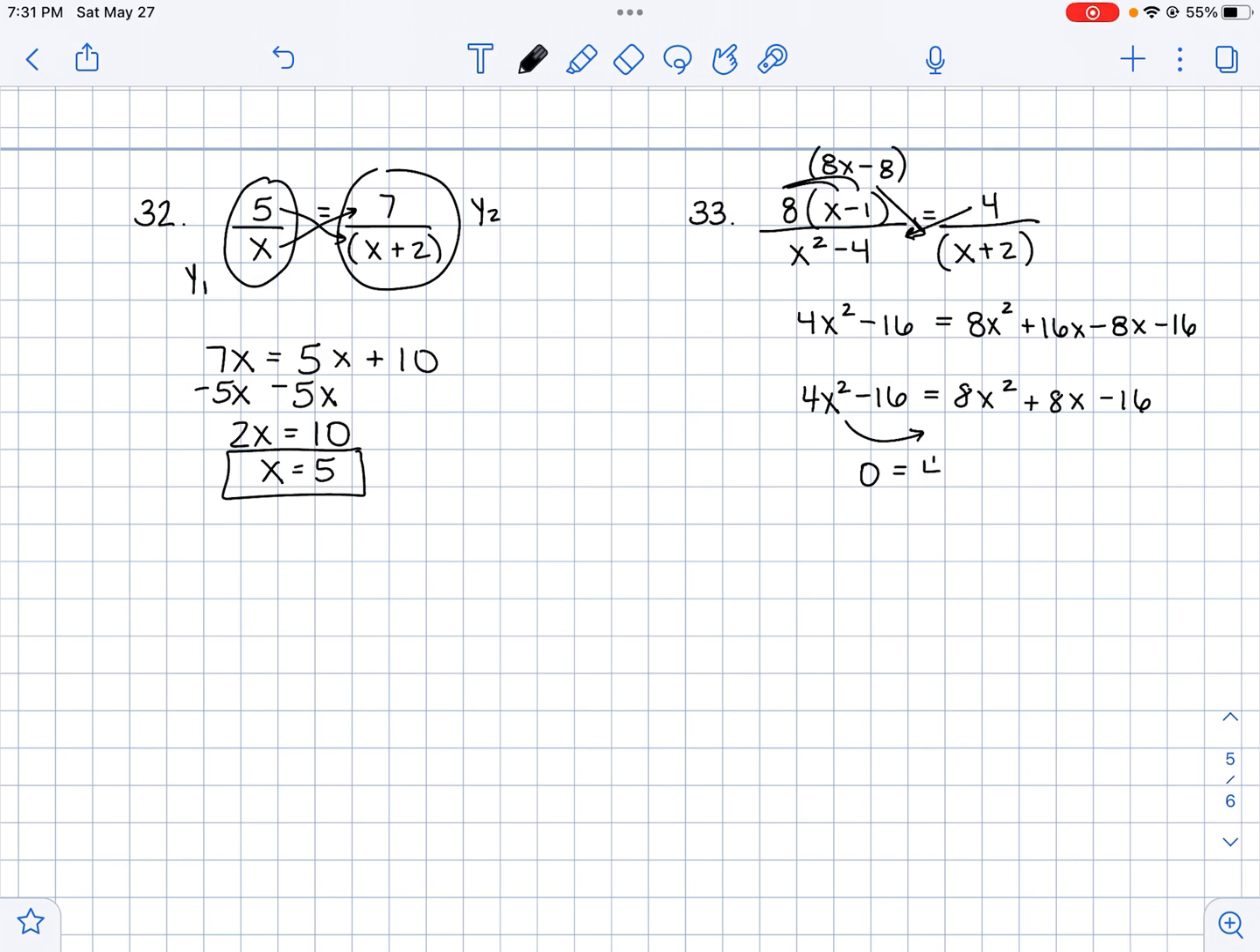So I'm going to move everything this way. I get 0 is equal to 4x squared. The 16's cancel, plus 8x. I can take out, so 0 is equal to common factor of 4x times x plus 2. x is equal to 0, and x is equal to negative 2.